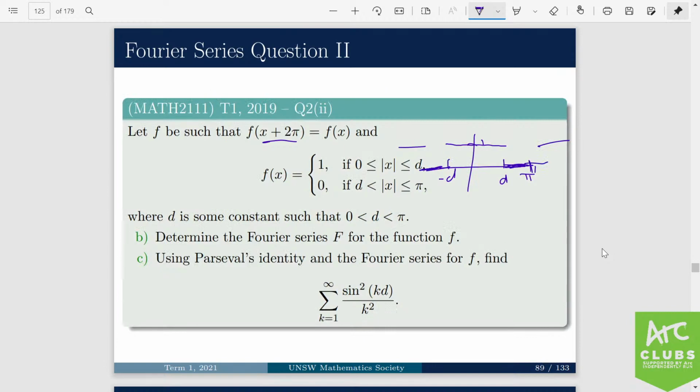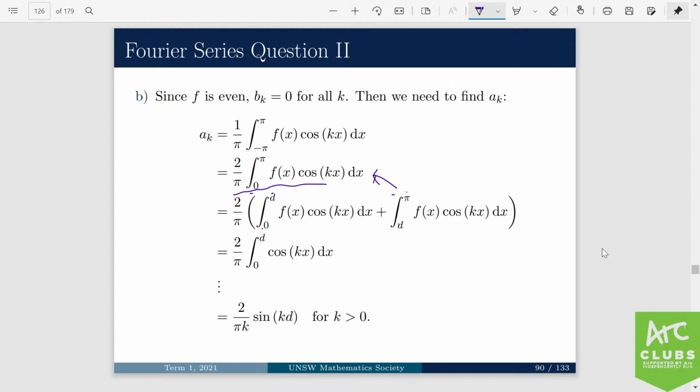And then we know that when x is between d and pi, then f is 0. So this whole thing becomes 0 because we're integrating 0 times cosine kx dx, which will just be 0. And f(x) is 1, so we're just left with the integral of cosine. I added these dots there, but it's not really that many steps. You just get 2 over pi times 1 over k sine kx from 0 to d. Sine of 0 is 0, so we just get sine of kd, with 2 over pi k.